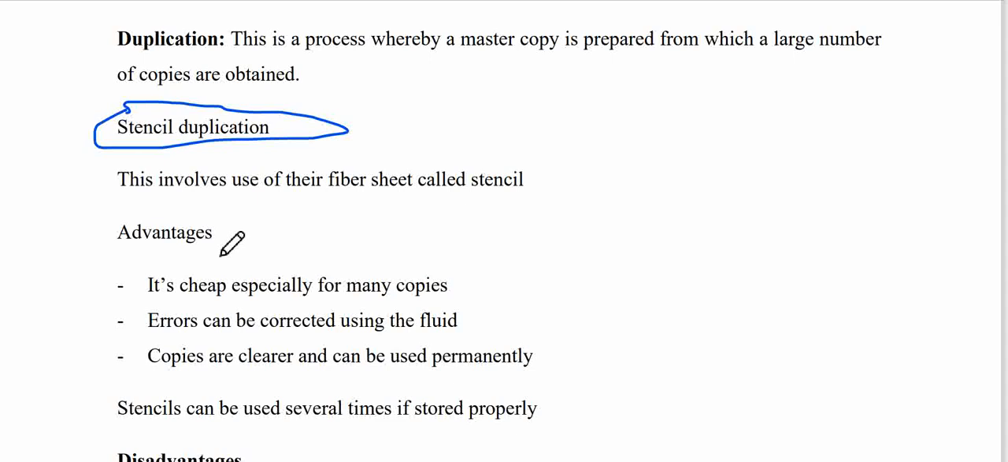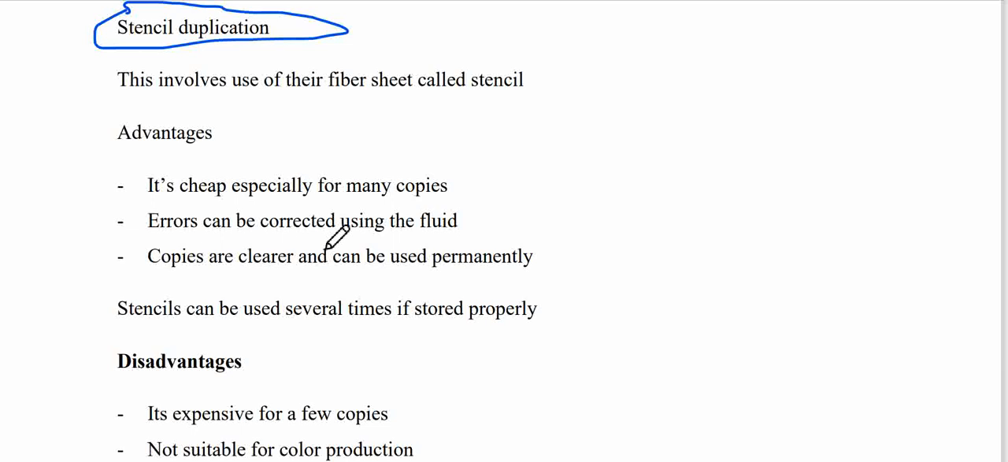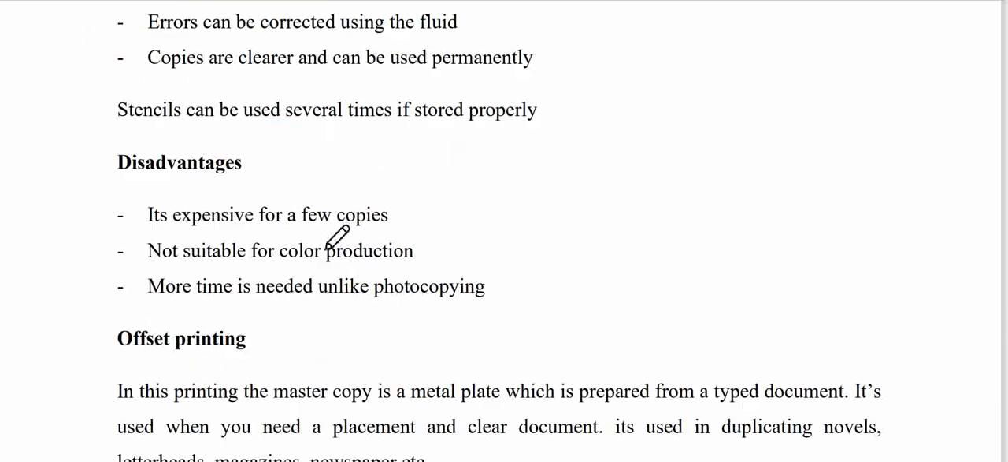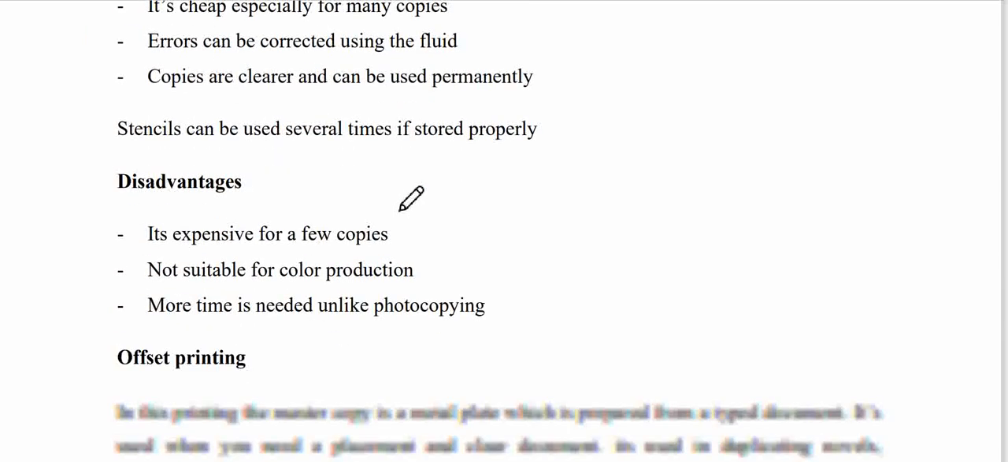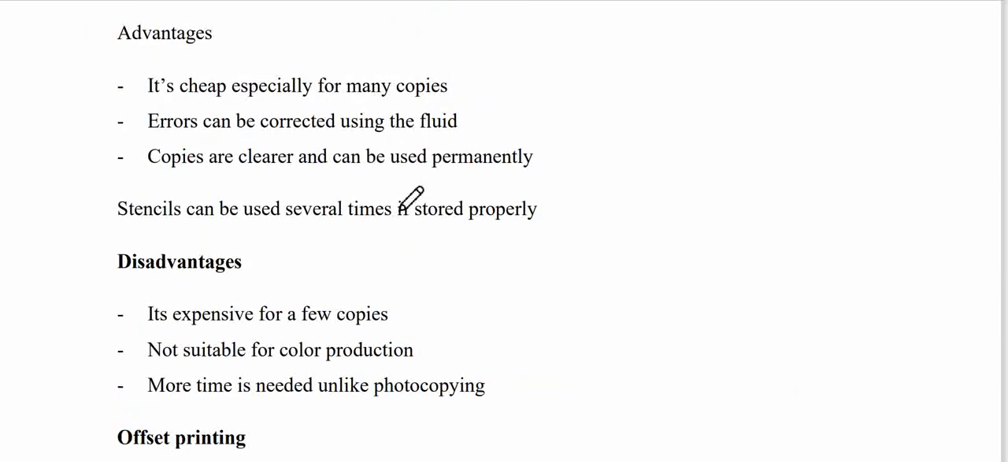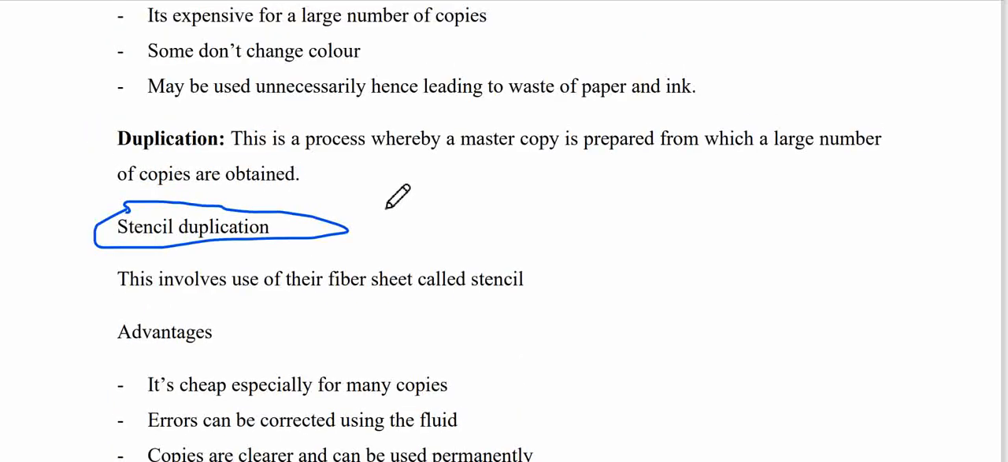We have the stencil duplication, which involves fiber sheets, which is called stencil. It's very rare, but it's normally part of some few methods that are used. I've not seen it common in most places. The only good thing is that when you duplicate it, you can even stencil your ID, duplicate it and then seal it, and you can use it for a very long time if you keep it very well.